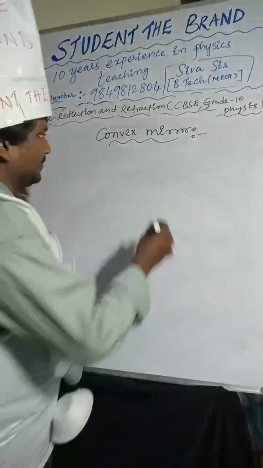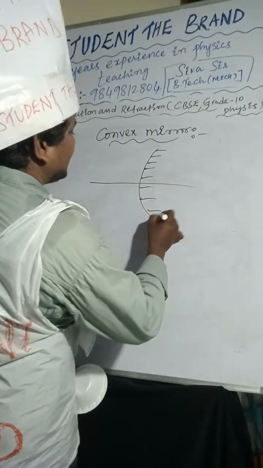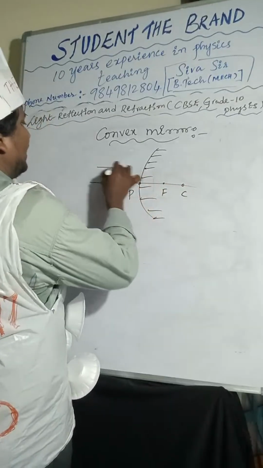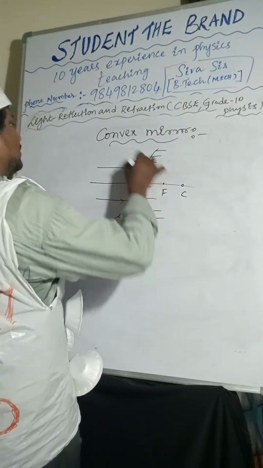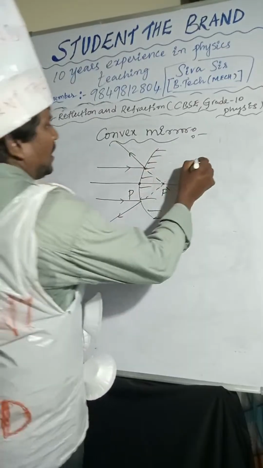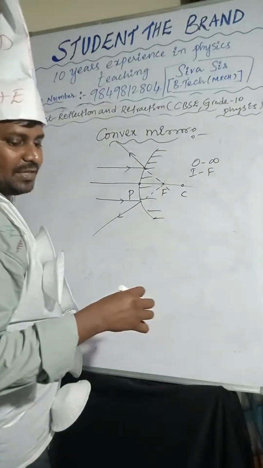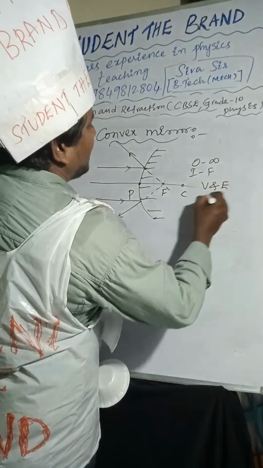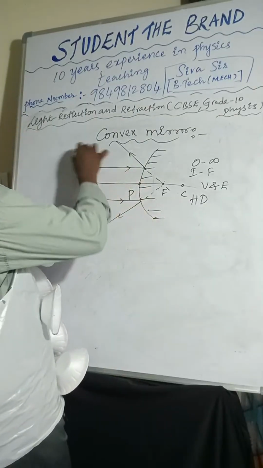Now we will draw the image formations. I am taking the convex mirror like this. So this is the pole, focus, center of curvature. I am taking one light ray, another light ray. After reflection, those light rays will move. If you extend those light rays, the image will form at focus. Object at infinity, image will form at F. Nature of the image is virtual, erect and highly diminished. Very, very important.